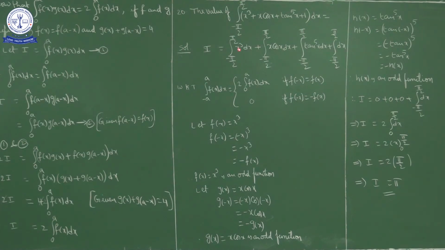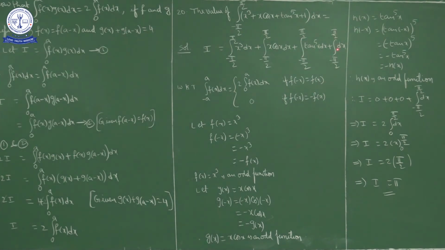Okay, x cube, what we know, x cube is an odd function obviously, so this integration value is 0. Okay, so x cos x, x is an odd function, cos x is an even function, product of an even function and an odd function is obviously an odd function, so this integration value is also 0. Okay, so tan power 5x, what we know, tan is an odd function, tan power 5 is also an odd function, so this integration value is also 0.